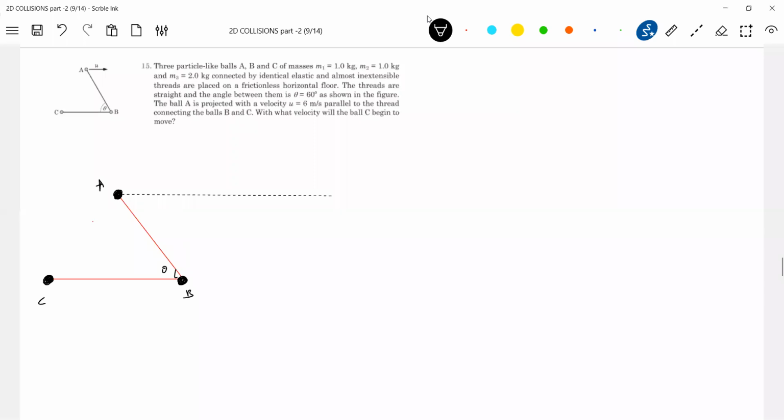Very next moment, as A starts moving, will B and C move? No. The string will become loose here. So I'll give you a supporting diagram. You see this. This will be the state of the string. And finally, when the string makes an angle theta equal to 30 degrees, then what happens? The string will be jerked here. So this is what happens here.